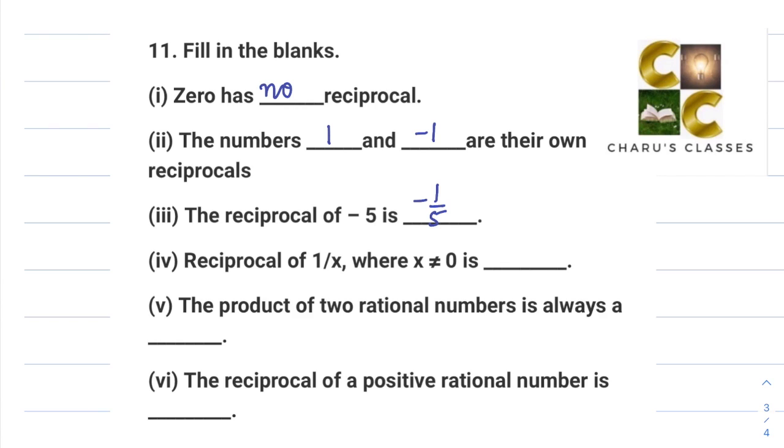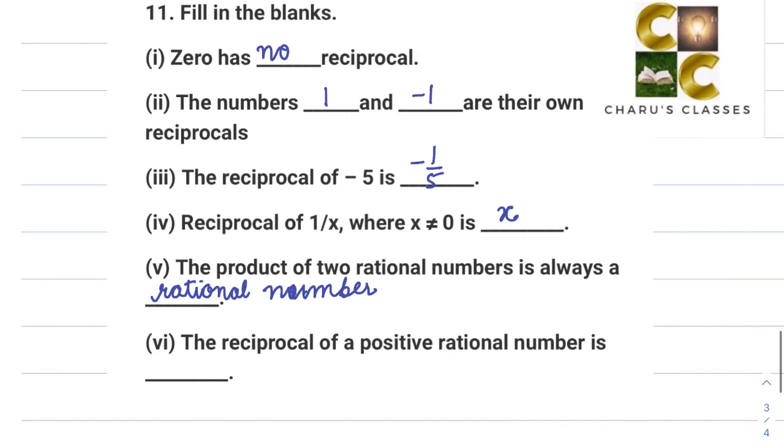Reciprocal of 1 by x where x is not equal to 0. So what will be the reciprocal of 1 by x? That is going to be x. The product of two rational numbers is always a rational number. If you take any two rational numbers and you take the product, the answer is always going to be a rational number only. Sixth part, the reciprocal of a positive rational number is always going to be positive.